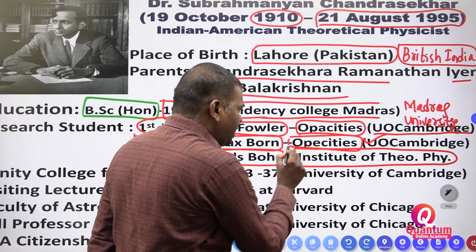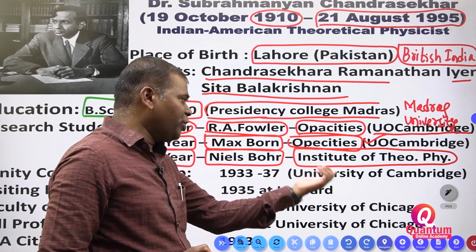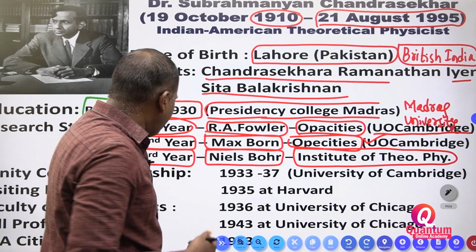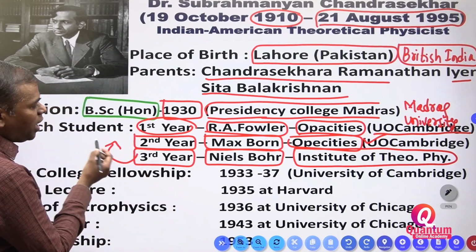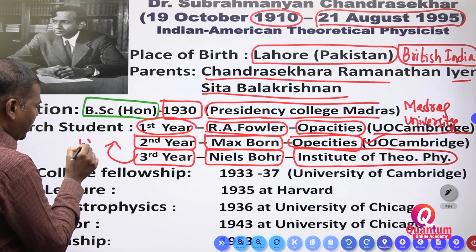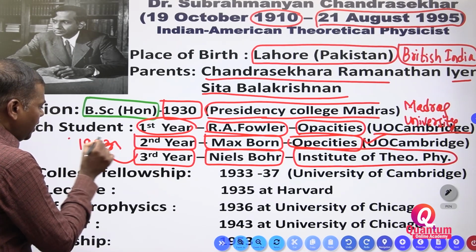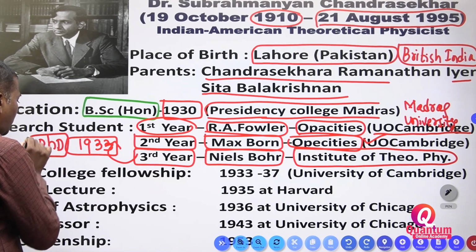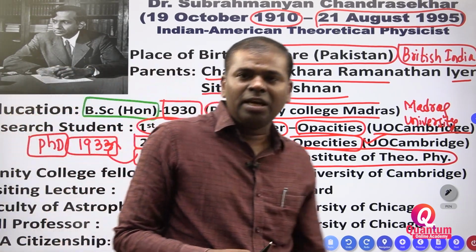The Institute of Theoretical Physics is under the University of Cambridge only. Later he got the award. Which award did he get? He got the PhD award in 1933. After he got the PhD award, he got a postdoctoral fellowship.